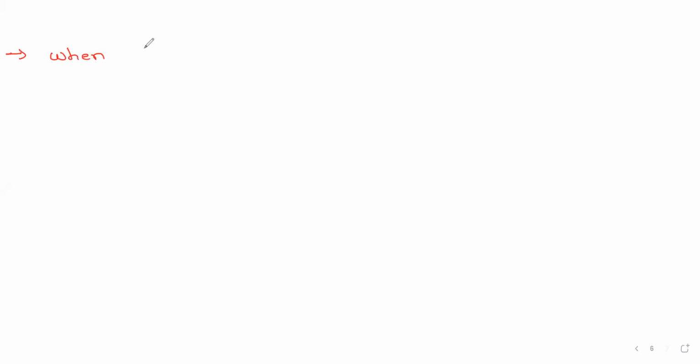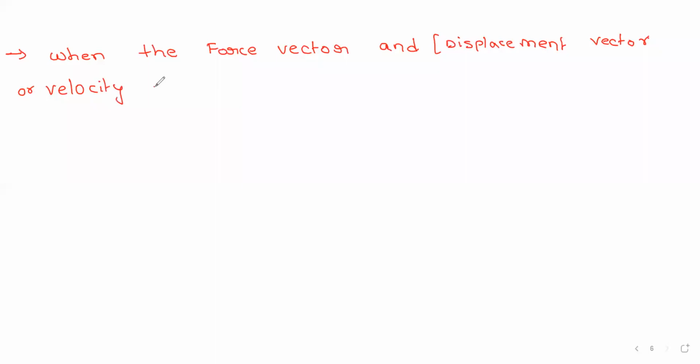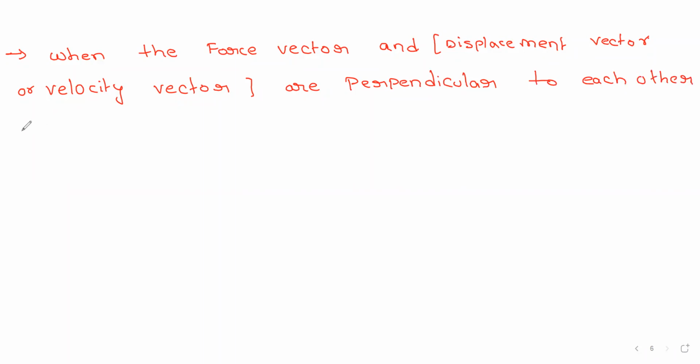When the force vector and displacement vector or velocity vector are perpendicular to each other, work done by force is 0.